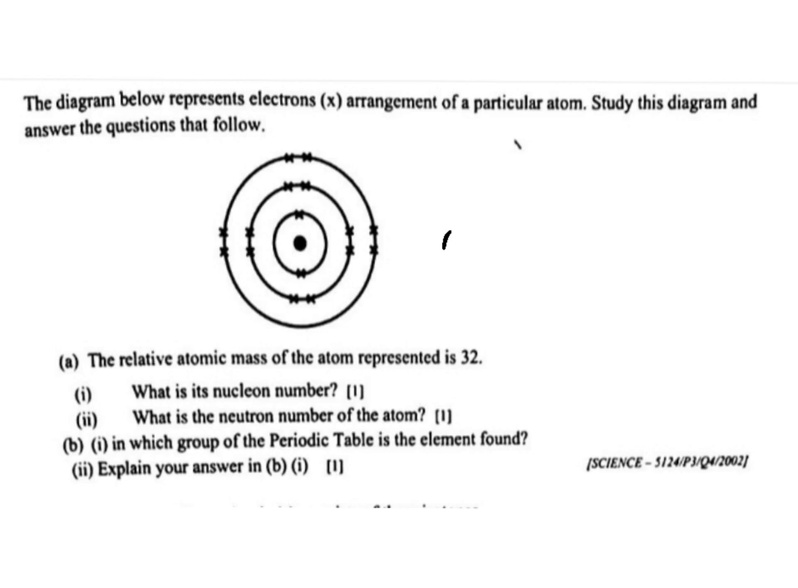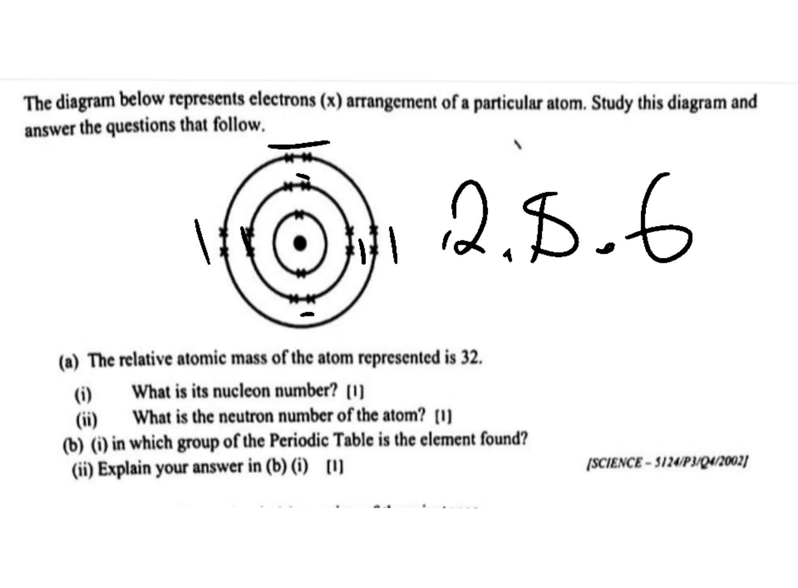This is how you answer. You check the first shell here. So this first shell, it has got how many electrons? You say 2. The second shell, this one, it has got how many electrons? You count 1, 2, 2, 4, 6, 8. So it has got 8 electrons. And the last shell, it has got 1, 2, 3, 4, 5, 6. It has got 6 electrons like this.